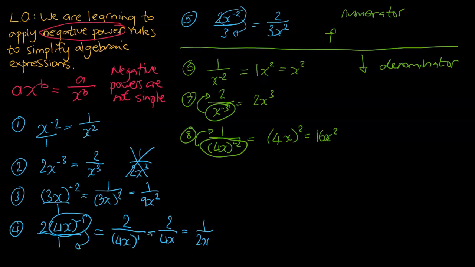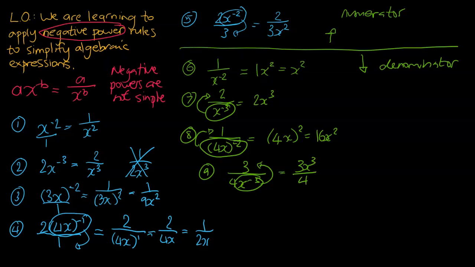And then we've got number 9, we've got 3 over 4x to the negative 3. Trick is find the negative power. In this case, the negative power doesn't relate to the 4 because that 4 is just 1. So we're going to move that to the other side, make it a positive. So it's going to be 3x cubed divided by 4.